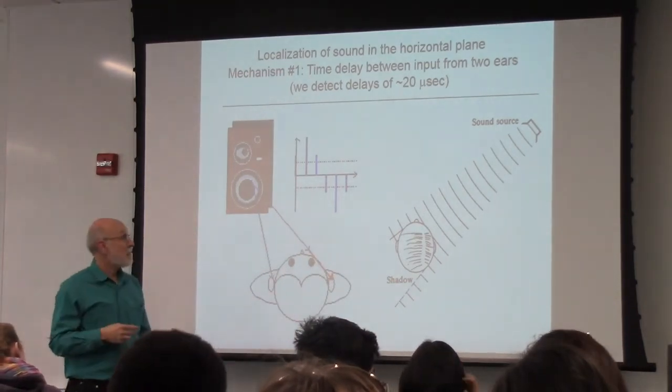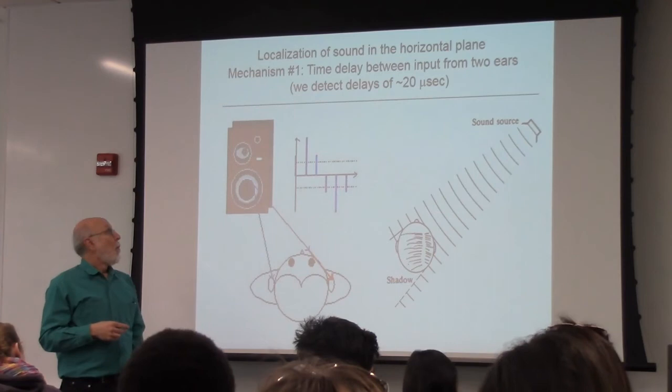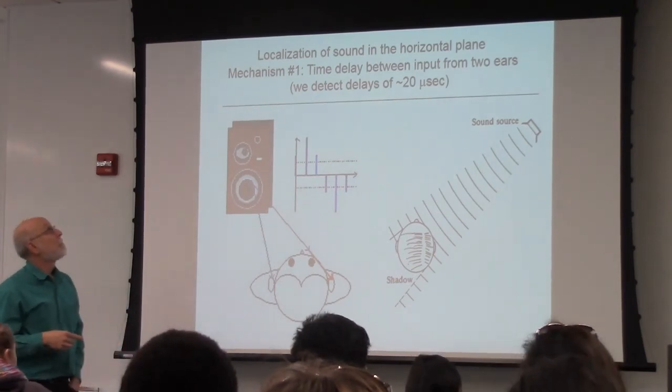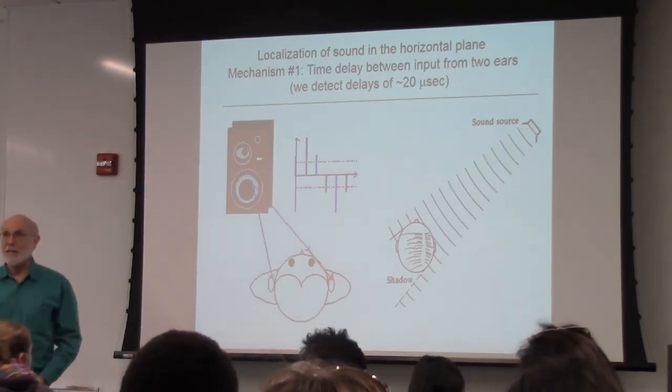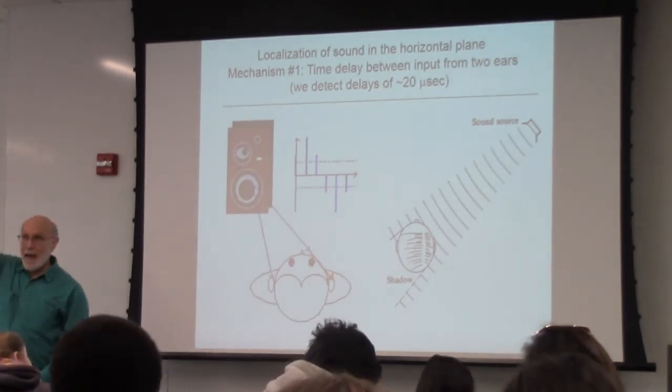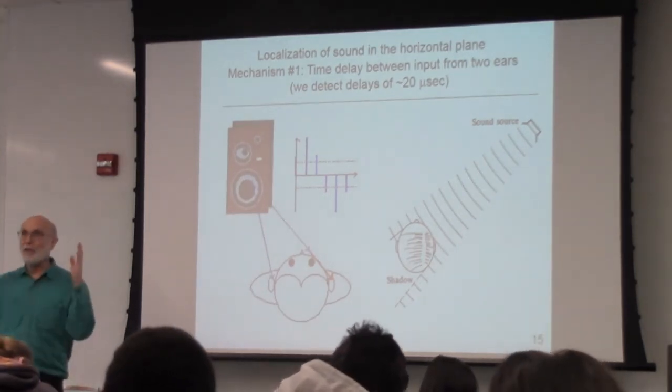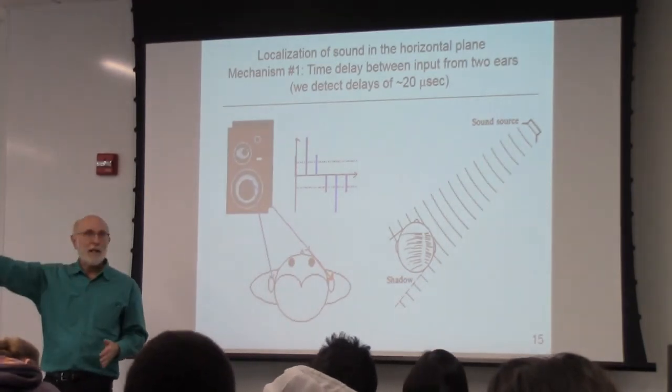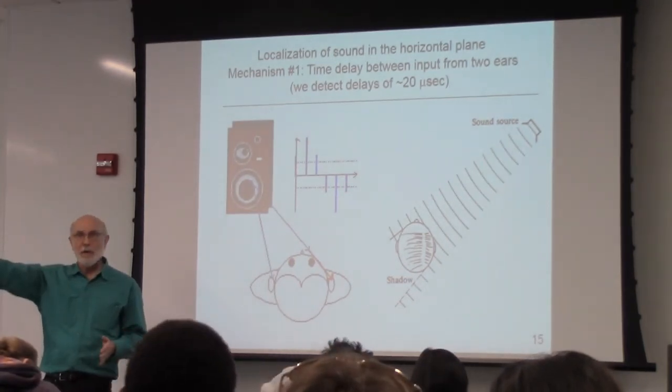There are two mechanisms. One is, so we're talking about localization of sound in the horizontal plane. We're not going up and down, we're going horizontal. How did Tariq know that when I clicked my fingers over here, it was over here, even though he wasn't seeing me?